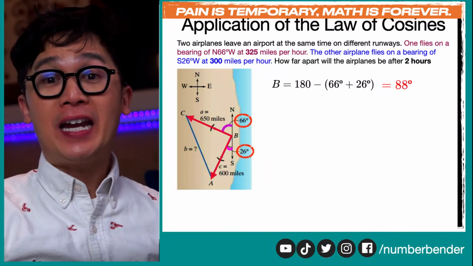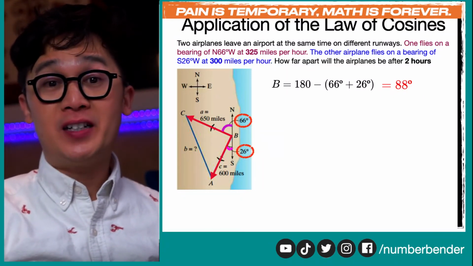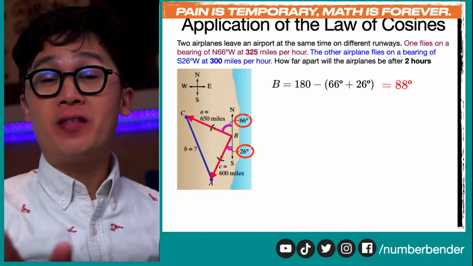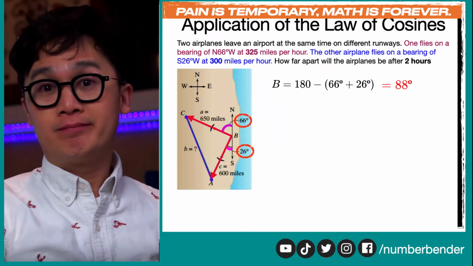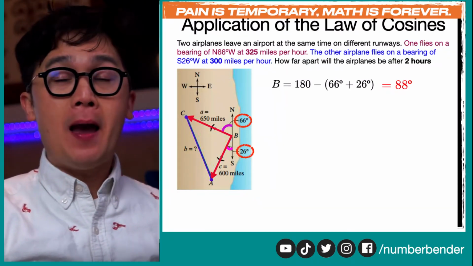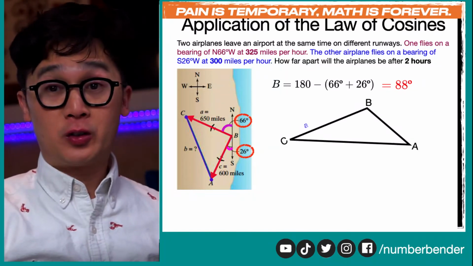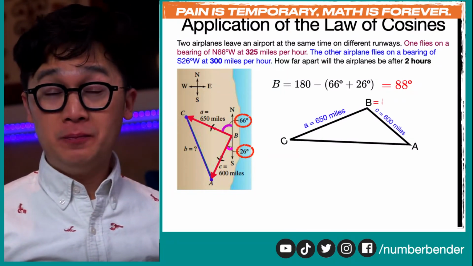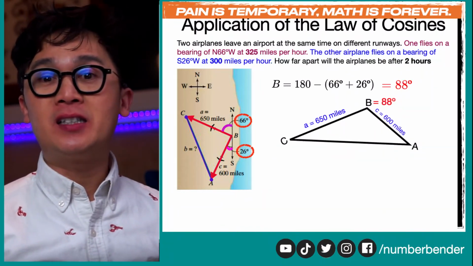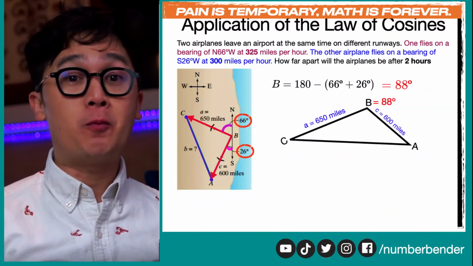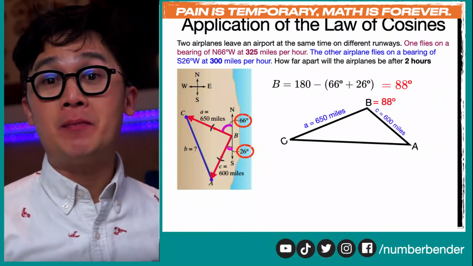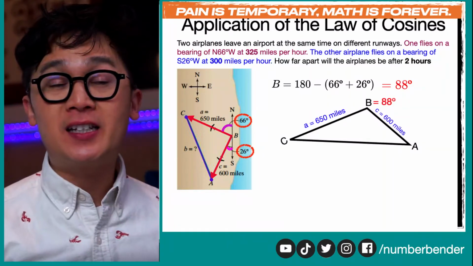And now that we have 88 degrees as our reference angle for angle B, we'll be able to solve for the opposite side of angle B, which is side B, by using the law of cosine. So this is a better visual of our oblique triangles. And notice that the distance from point B to point C and from point B to point A is 650 miles, and the other one is at 600 miles.